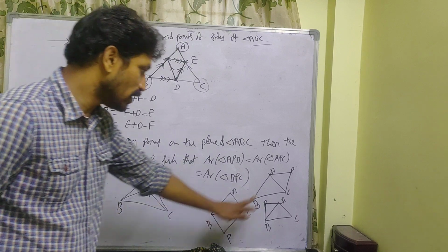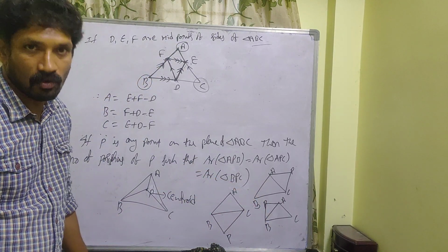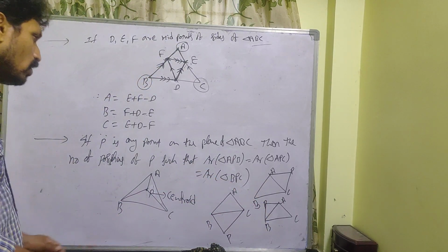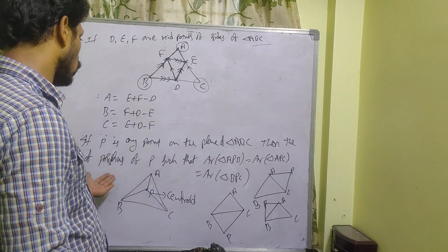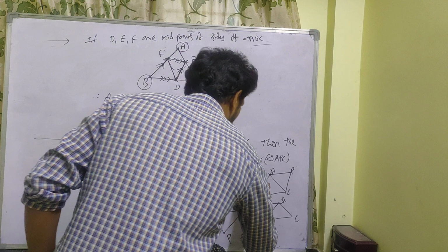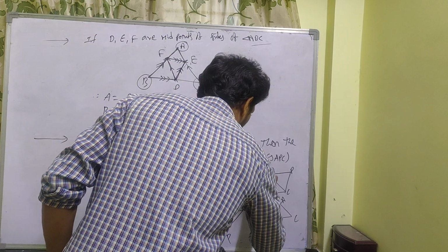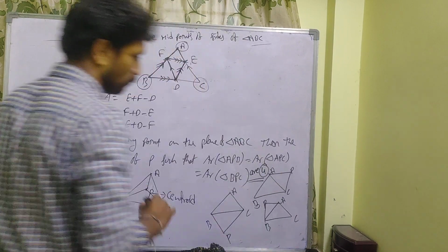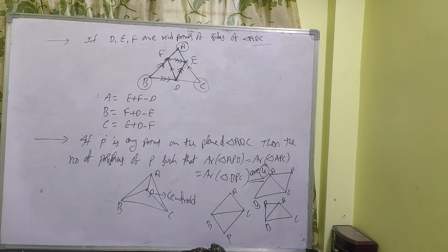So in total how many such positions do we have? 4 possibilities. So the number of positions of such P satisfying the given conditions is 4. Very, very important concept.